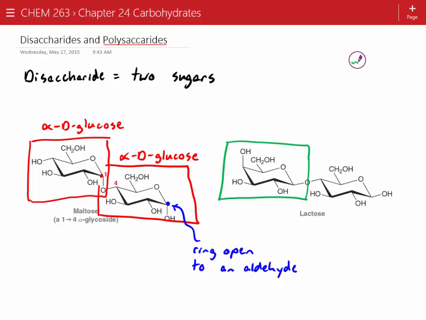Why does it ring open? I'm sorry, I was trying to draw this thing. So remember, this is a hemiacetal, right? Hemiacetals can ring open and ring close. So glucose can be linear or it can ring close. It prefers to be ring close, but a little bit of this in equilibrium will ring open. All right, so with lactose on the left-hand side in the green box, what we have is beta-galactose.